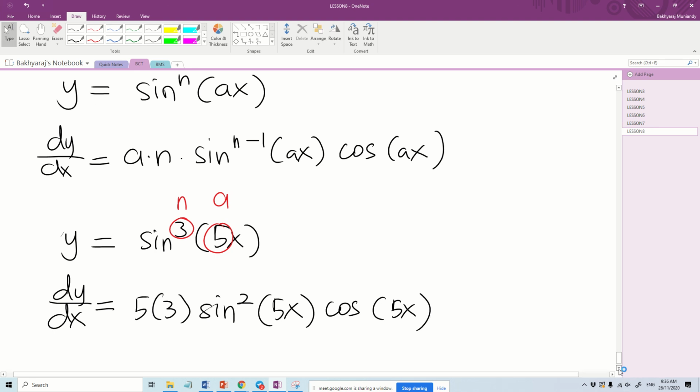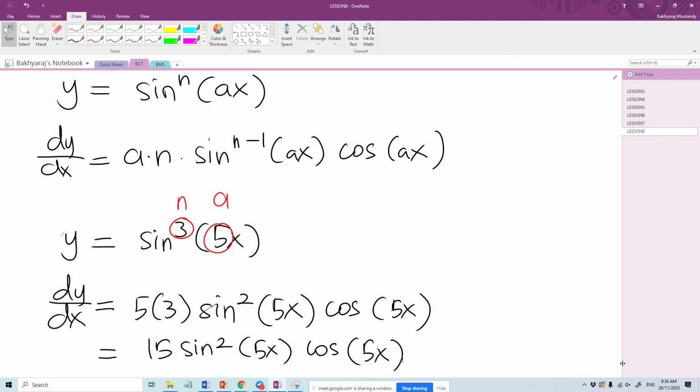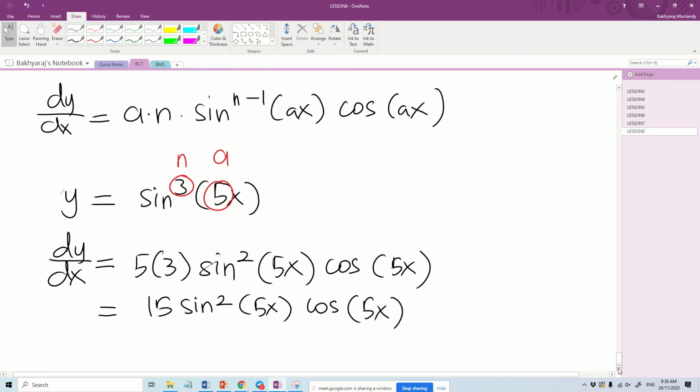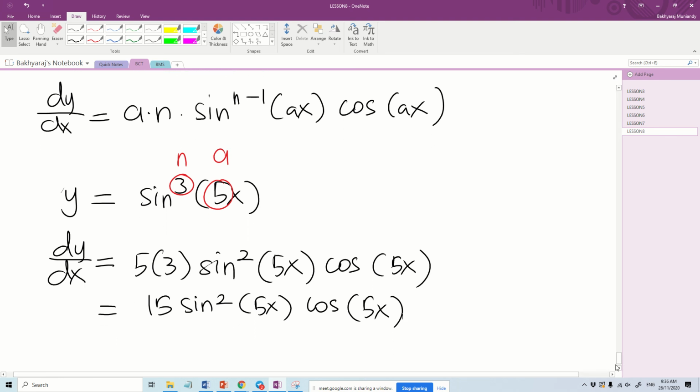Okay, so that will give you, okay, ini akan bagi kita jawapan dia sama dengan 15 sin square 5x cos 5x. Okay, any problem so far? Ada yang boleh ikut lah, just a simple problem lah. Okay, bagus.